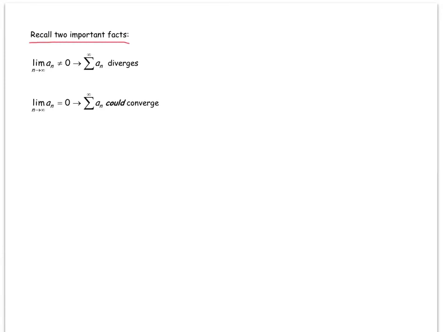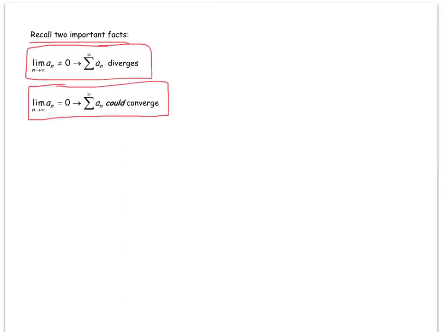That if the limit of a sequence is not zero, the corresponding infinite series diverges. That's very, very, very important. We will be using that fact quite a bit. And we will also be using this second fact quite a bit, that if the limit of a sequence of numbers is zero, that means that the corresponding infinite series could converge. It has the potential to converge. But we have to actually do more investigation to determine if the infinite series does in fact converge.